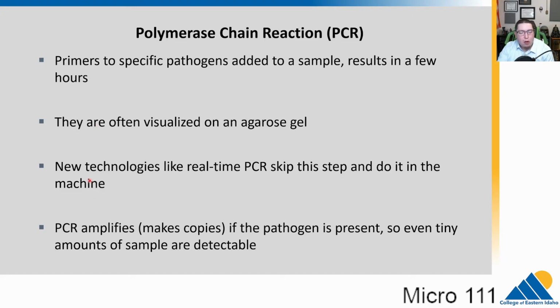But there are new technologies like real-time PCR that can skip this gel step and just do it all in one machine. So we can use a machine that can detect the number of copies that have been made. So PCR is great because if we do it enough, we can amplify starting even from one molecule. So it is super sensitive. We can detect even a very small amount of pathogens in there.